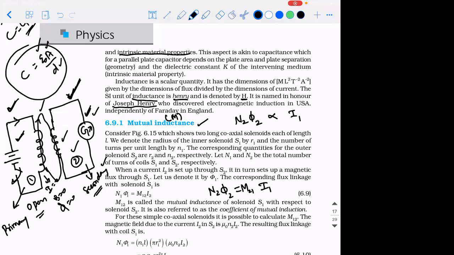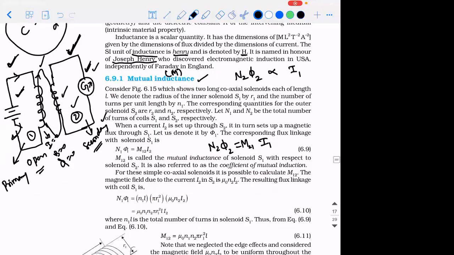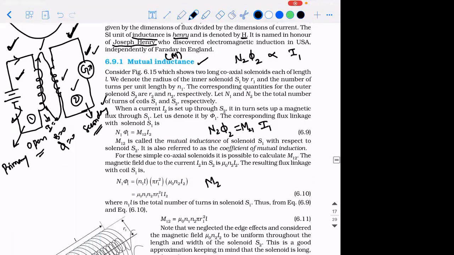Am I clear, guys? Yes, sir. Okay. Then how do you write M21 as? M21 will be equal to N2 phi 2 divided by I1. Remember it like this: the first number, the numerator, will have 2. The second number will be present in the denominator.